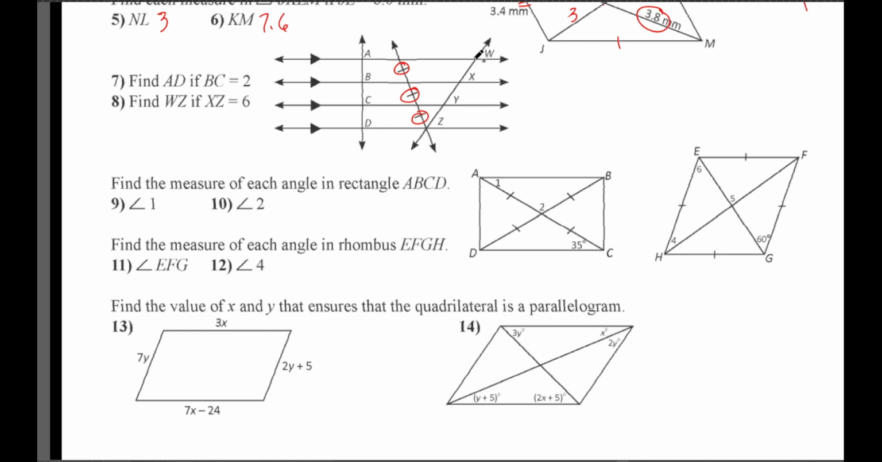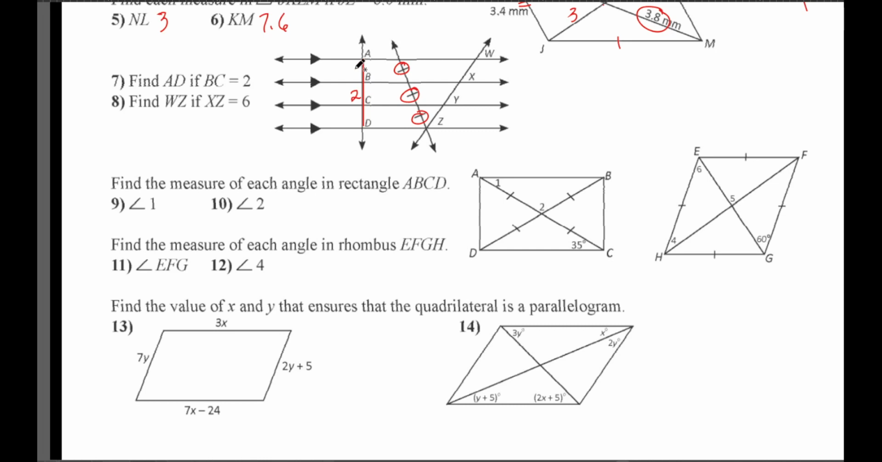What about from here? WX, XY, YZ. What's true about those three little segments? They're all equal to each other. So let's see what they tell us. They say find AD if BC is 2. So where's BC? BC is that little bit. That's 2. What are they asking for, though? AD. They're asking for the length from A all the way to D.